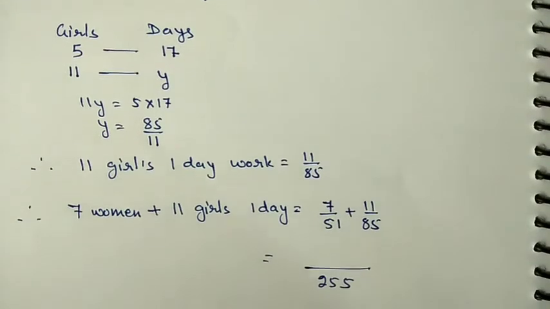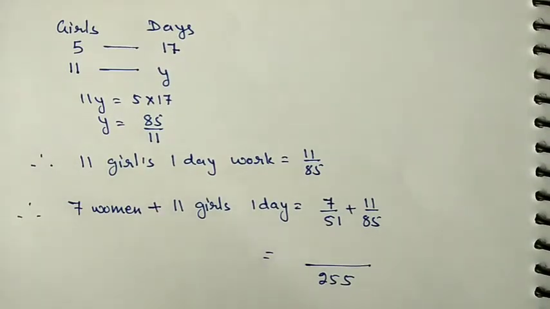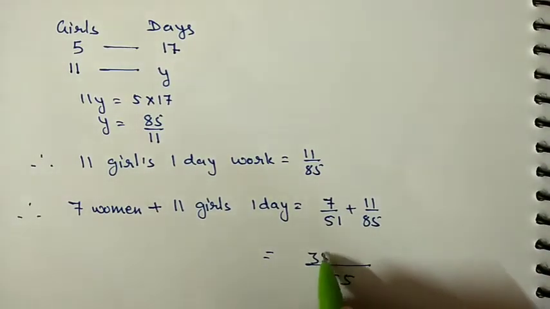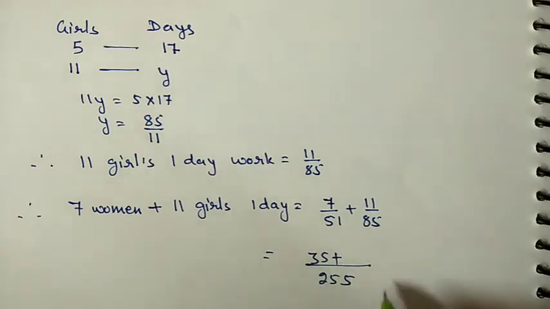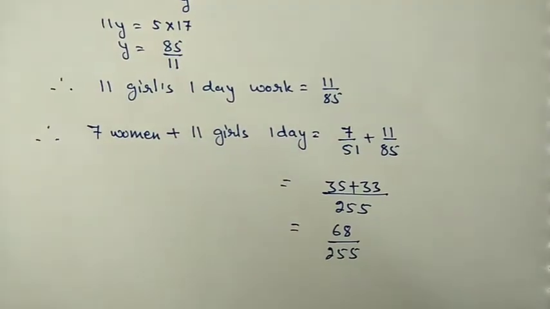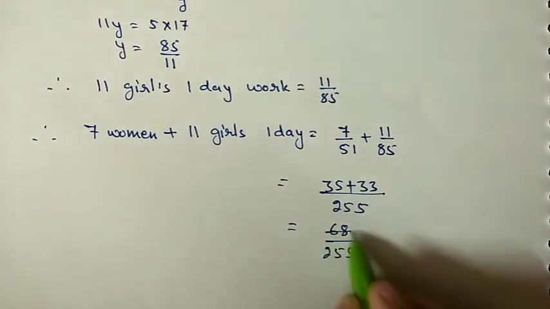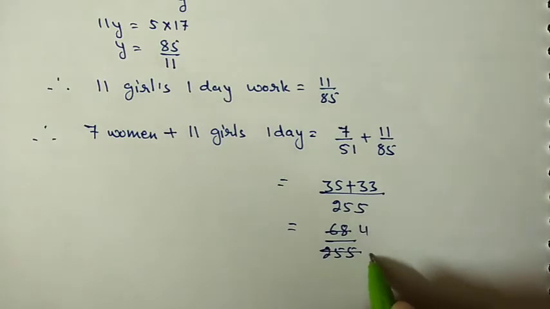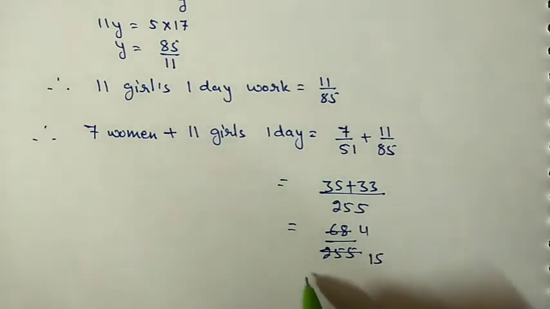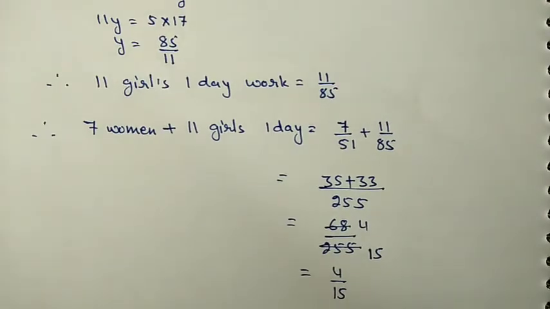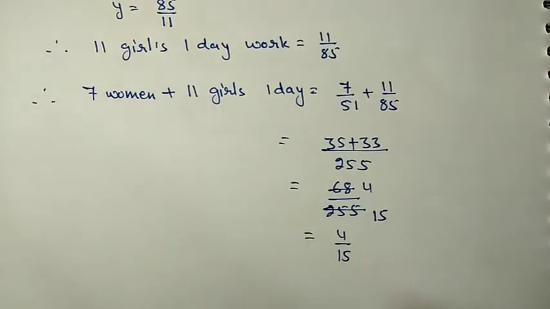So in the 51 table it is coming 5 times. 7 5s are 35, and in the 85 table it will come 3 times. So 11 3s are 33. We will get here 68 by 255, which we can cancel by the 17 table. 17 4s are 68, 17 1s are 17, and 5 stays. So 4 by 15 we are getting here. So their one day work is 4 by 15.